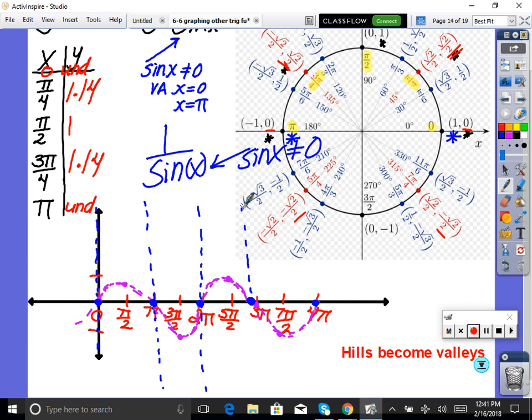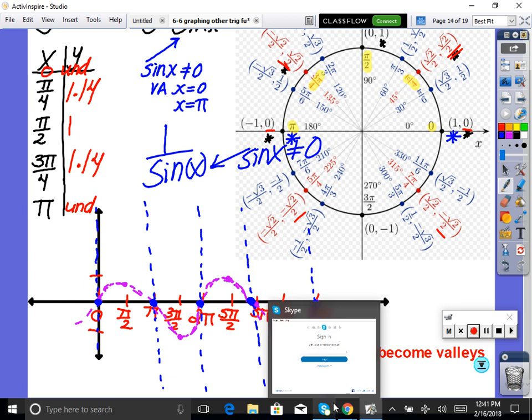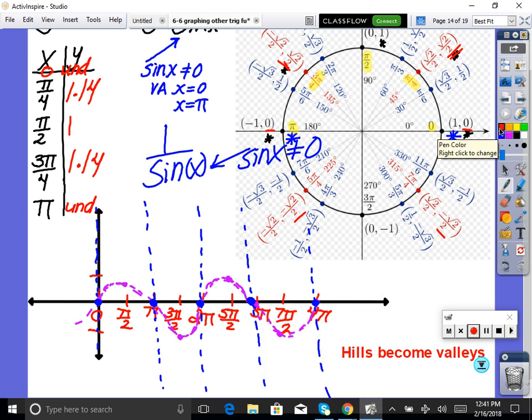Now, by definition, cosecant is the reciprocal of sine. So what happens is these reciprocate. So look at these points. We're going over pi fourths, which is right here, up 1.14. Then we're going over pi halves, up 1, over 3 pi fourths, up 1.14 again. So it's going to come up by the asymptote, come up by the asymptote.